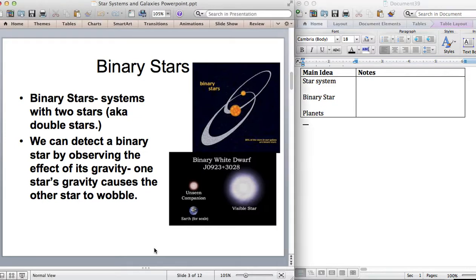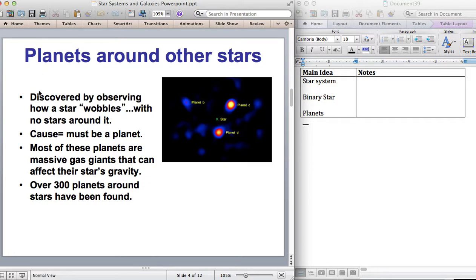So, hopefully you thought about that for a second, and a planet would function in much the same way as an extra star would. A planet is also going to cause a star to wobble. So we discovered, as our telescopes have gotten better, that other stars had wobbles around them as well. And if a star wobbles with no other star around it, because we can't see the other star, it must be a planet.